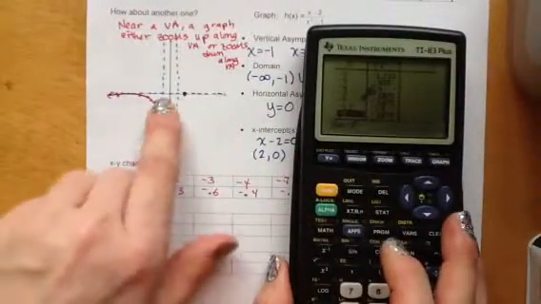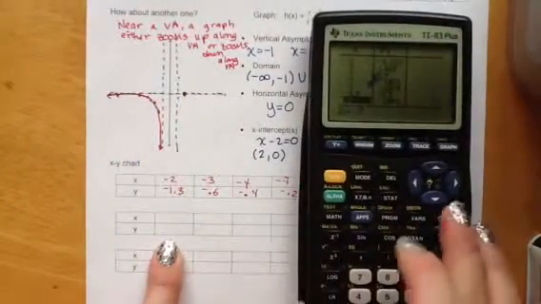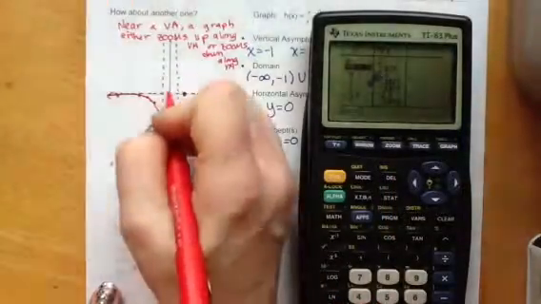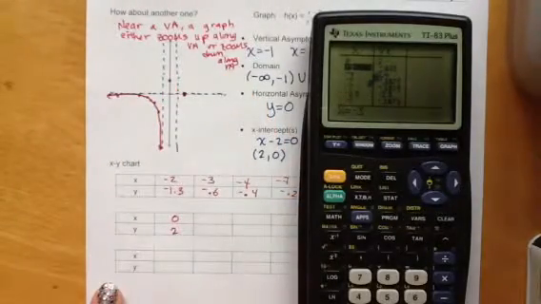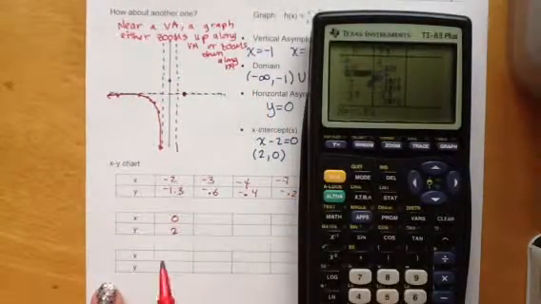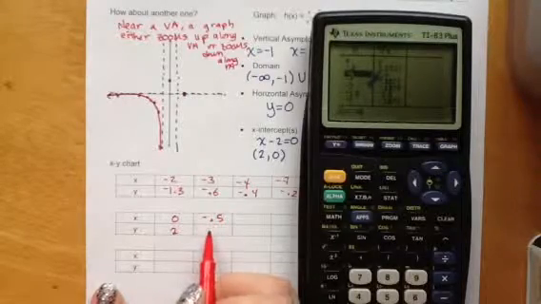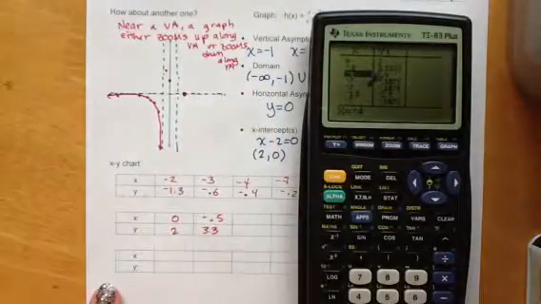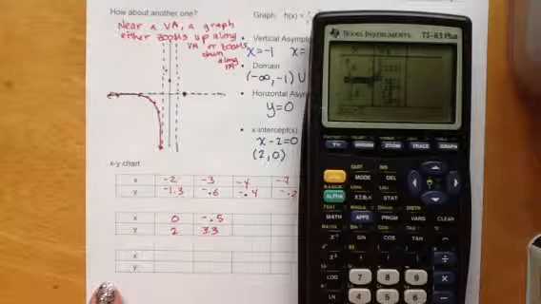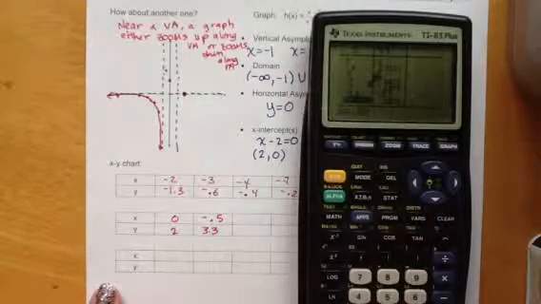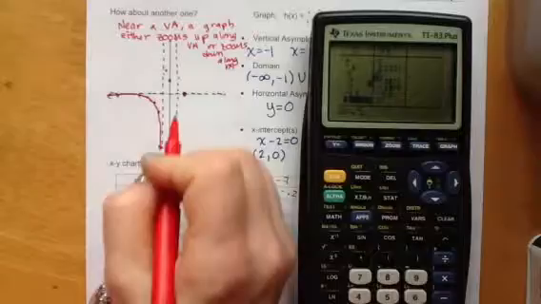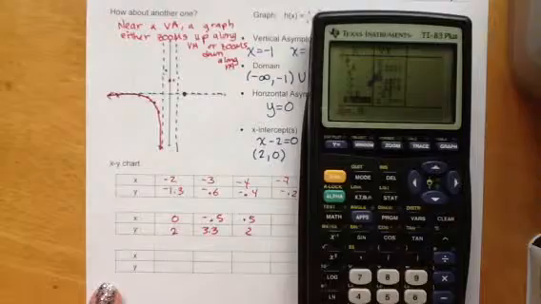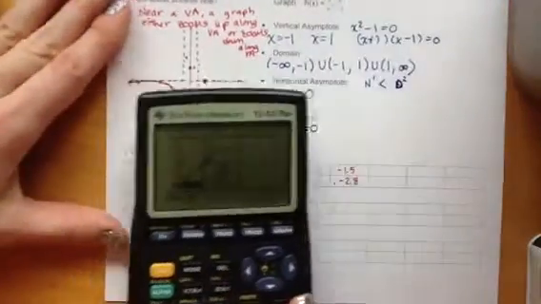Then we'll pick some values in between negative 1 and 1 to go in this second chart. So maybe let's pick 0. At 0, y is 2, that's one point. Let's pick negative 0.5. Negative 0.5 is 3.3. Let's pick positive 0.5. 0.5 is 2. Let's pick 0.9 and see what's going on. At 0.9, we're at 5.8.